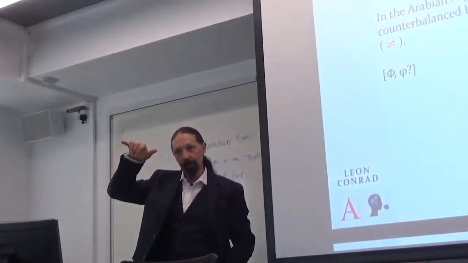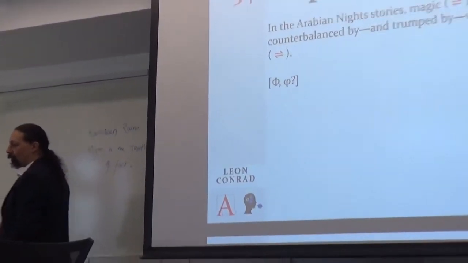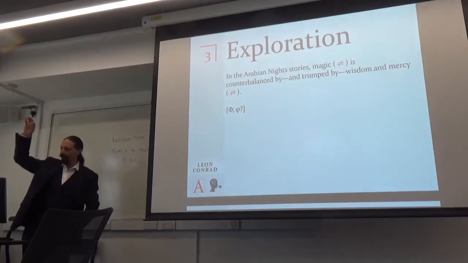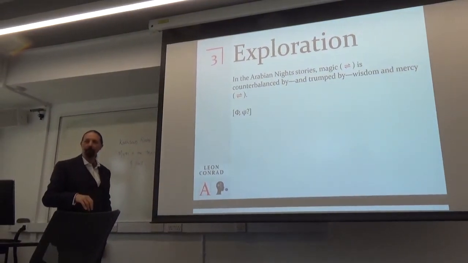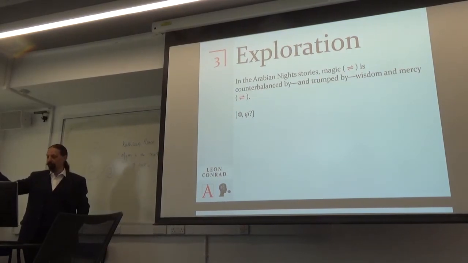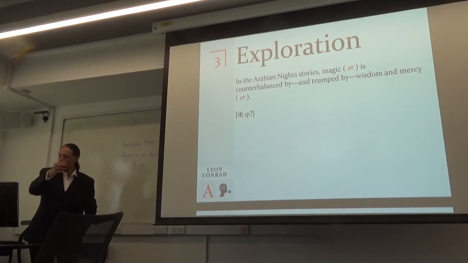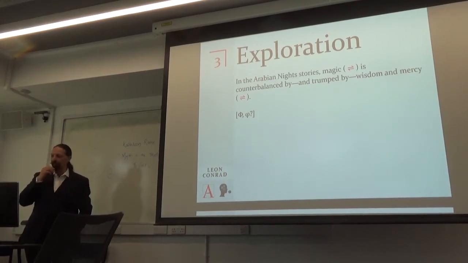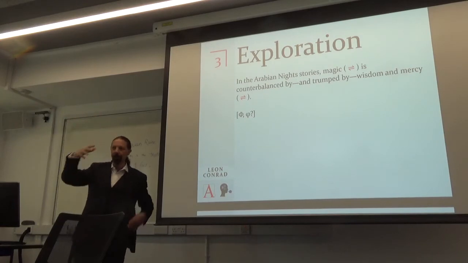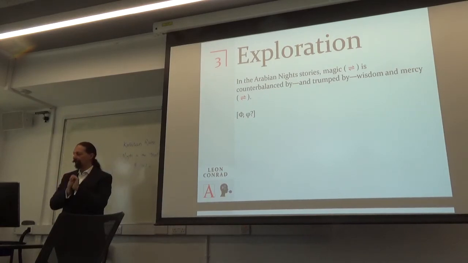In the Arabian Nights stories, magic is counterbalanced by and trumped by wisdom and mercy. So at the end of the story of Sidi Nu'man, the Caliph pronounces a wise solution to the problem that's been going on, and in the story of the beggar, he provides a merciful answer. Both of which counteract the effects of magic. And wherever magic happens in these stories, there is one of these bivalent crossings.